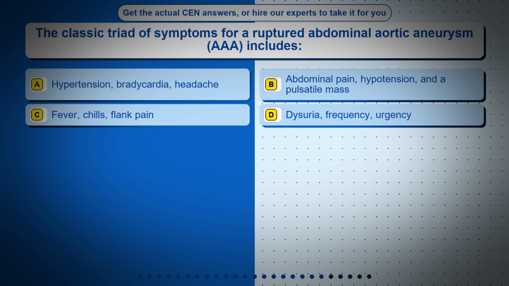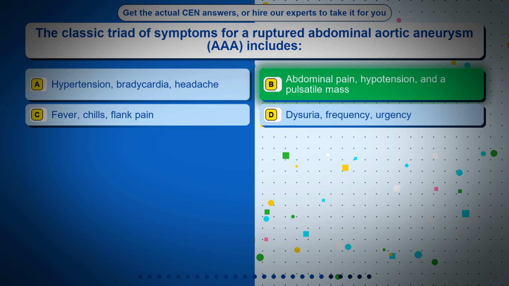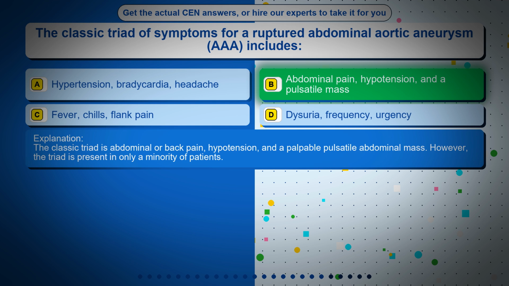Option C, fever, chills, flank pain. Option D, dysuria, frequency, urgency. The correct answer is option B, abdominal pain, hypotension, and a pulsatile mass. The classic triad is abdominal or back pain, hypotension, and a palpable pulsatile abdominal mass. However, the triad is present in only a minority of patients.